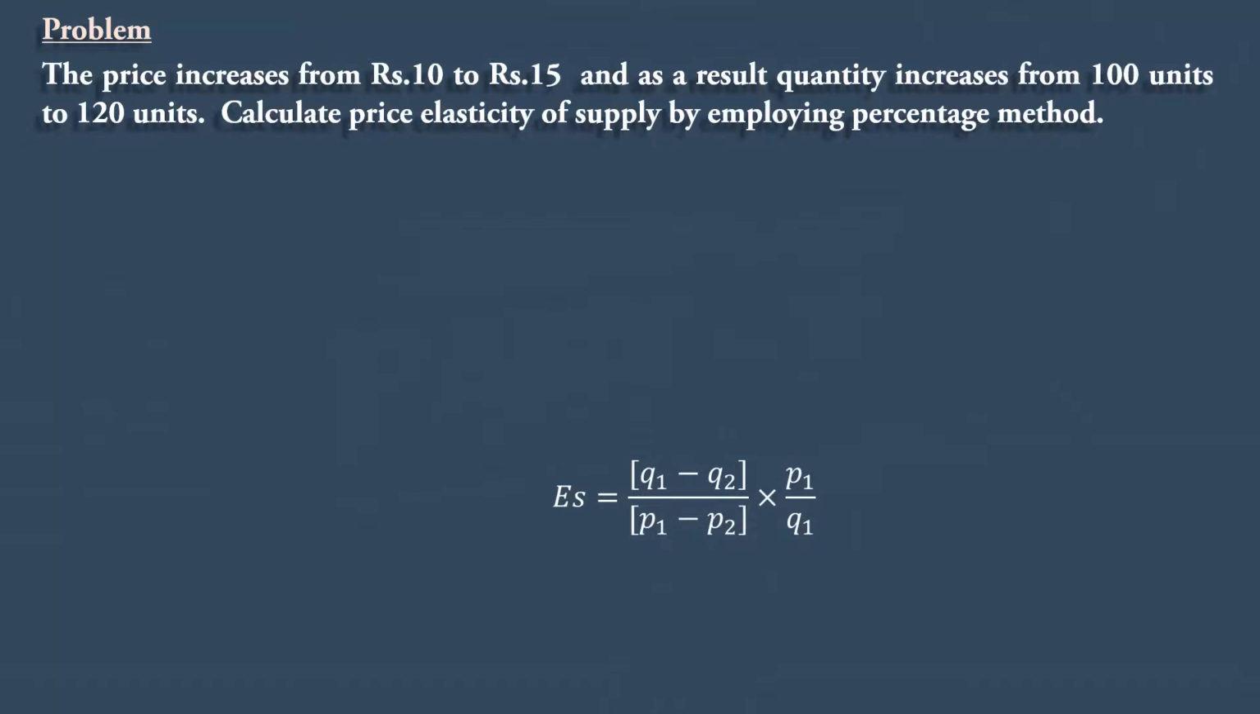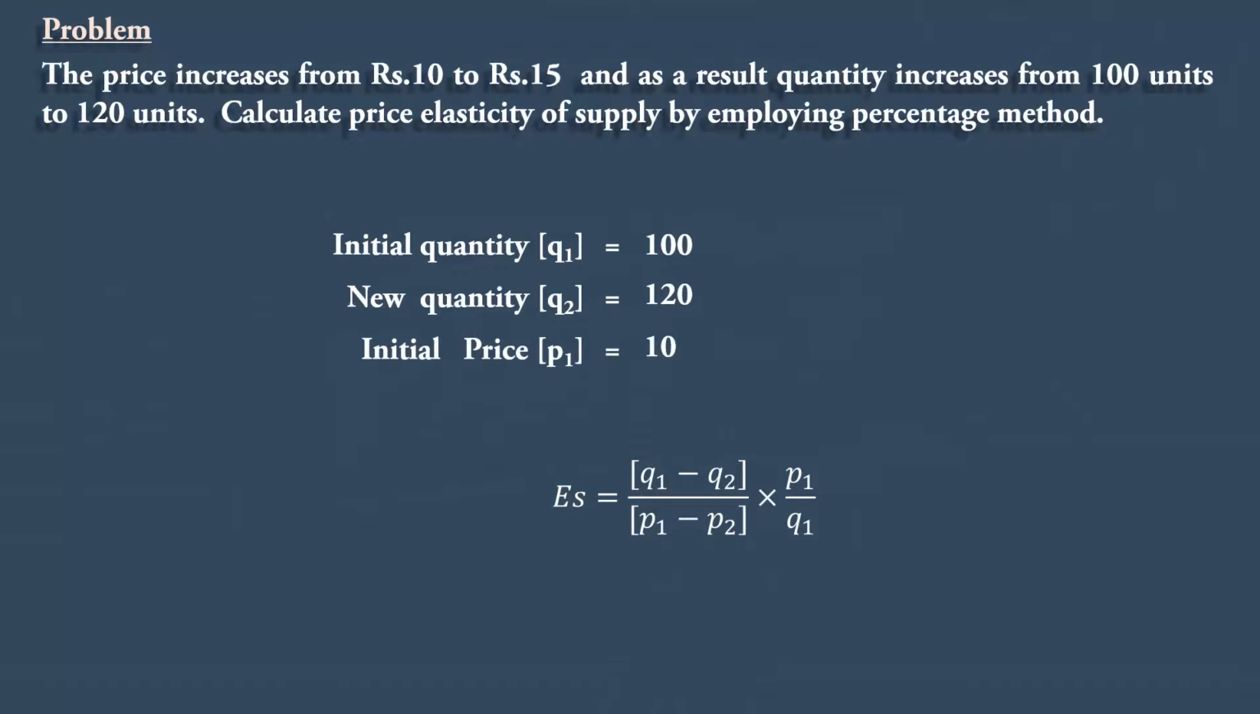This is the formula we are going to use. First, identify the values associated with the terms in the formula. Initial quantity Q1 is 100 units. New quantity Q2 is 120 units. Initial price P1 is 10 rupees. New price P2 is 15 rupees.